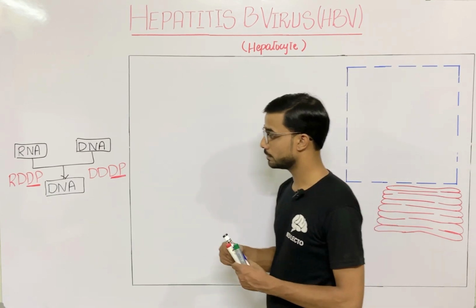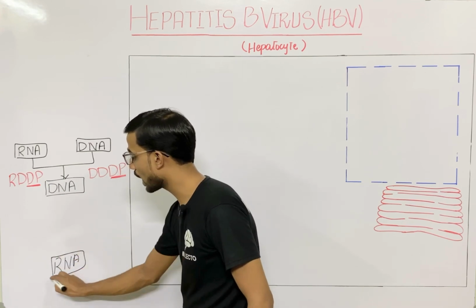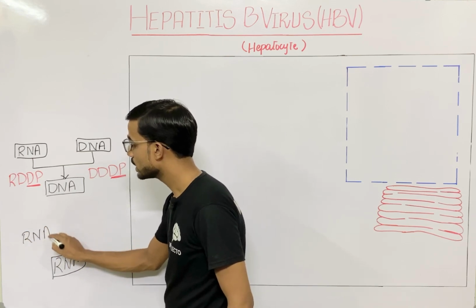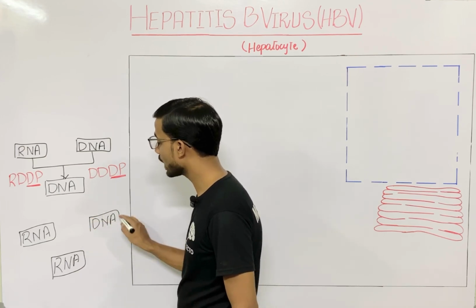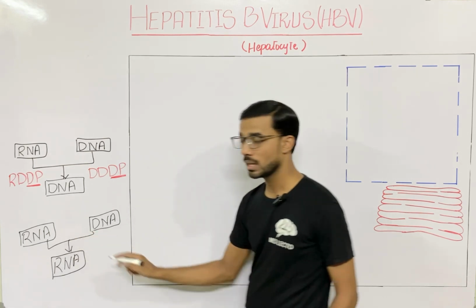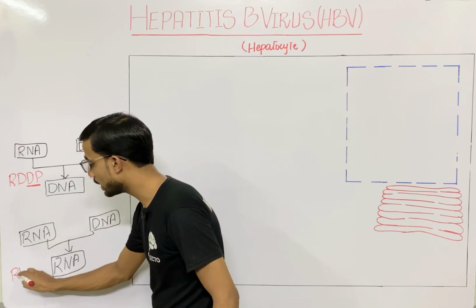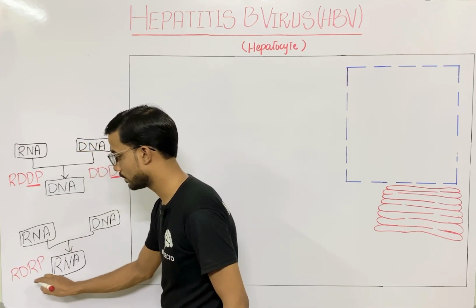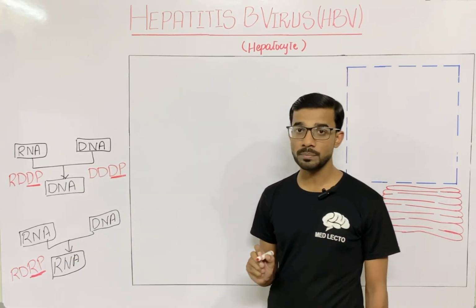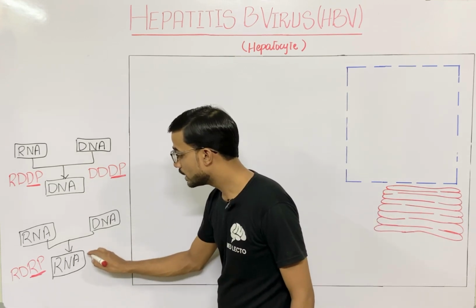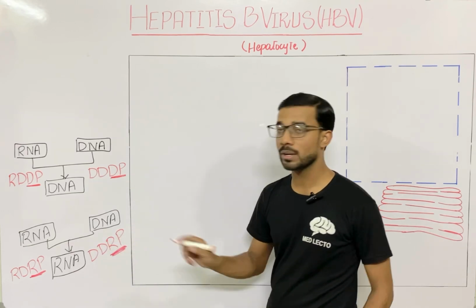On the other hand, RNA can be synthesized from two different things. RNA can be synthesized from the RNA. Similarly, RNA can be synthesized from the DNA. If the RNA is synthesized from the RNA, then what type of polymerase is required? It requires RNA dependent RNA polymerase. Next, if the RNA is synthesized from the DNA, then it will require the DNA dependent RNA polymerase. So RNA polymerase will be common in them.